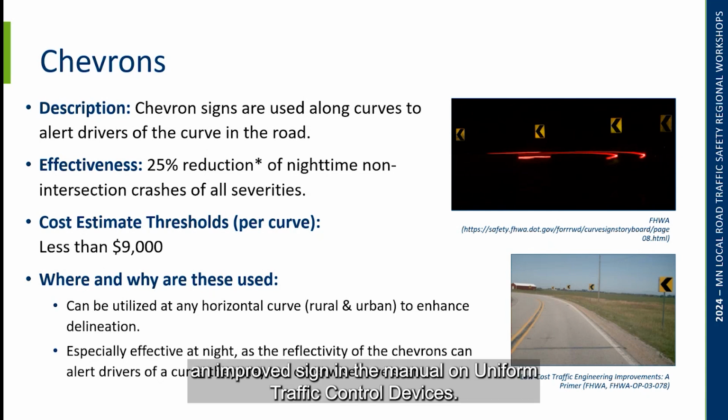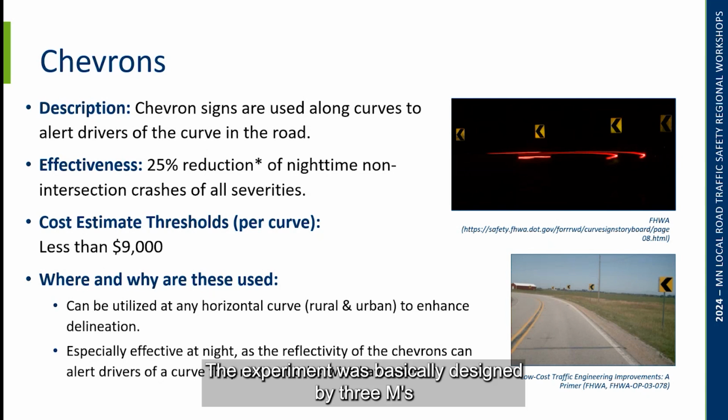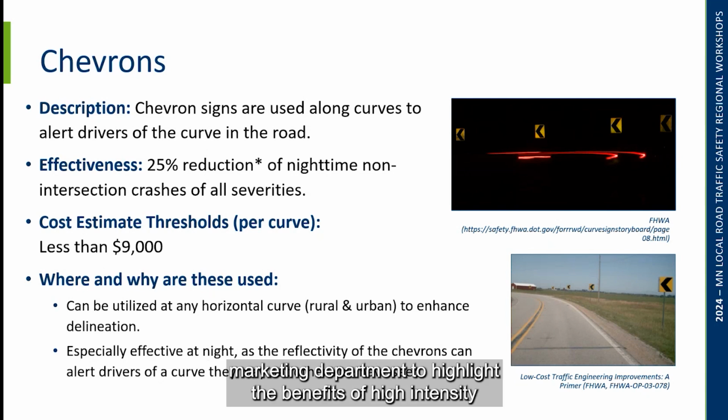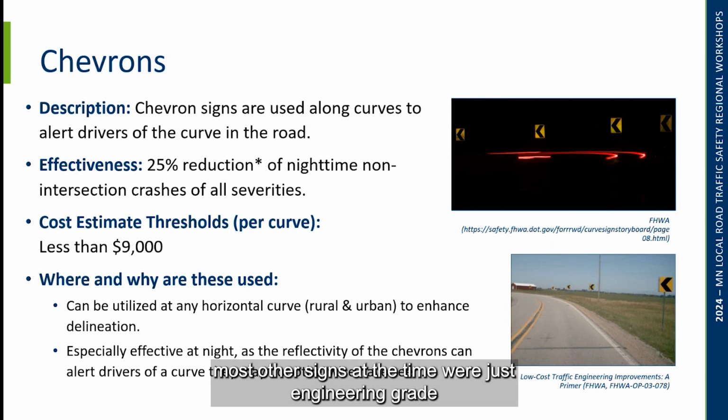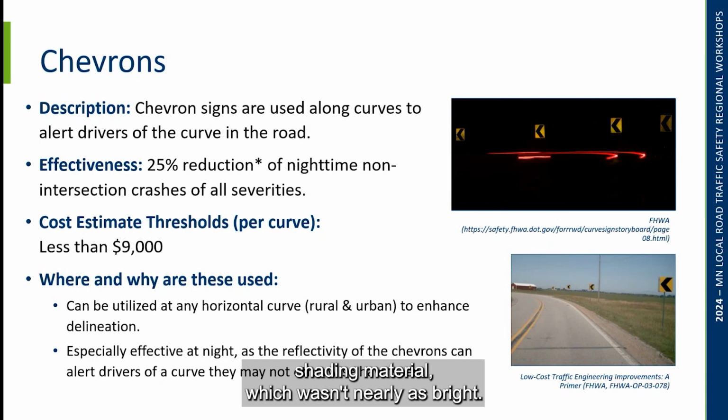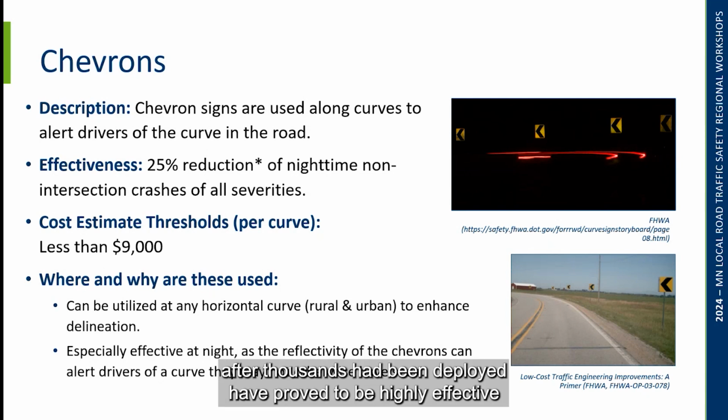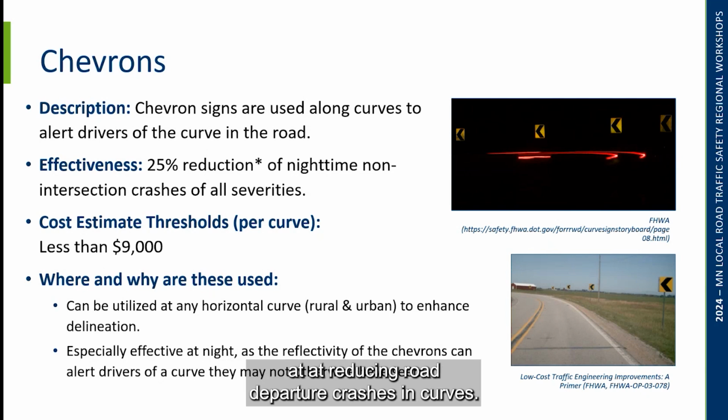Chevrons were not yet an approved sign in the Manual on Uniform Traffic Control Devices. The experiment was basically designed by 3M's marketing department to highlight the benefits of high-intensity sheeting material, which was a new product being marketed and sold by 3M. Most other signs at the time were just engineering grade sheeting material, which wasn't nearly as bright. It turned out this was a very good experiment. The chevron signs, after thousands had been deployed, have proved to be highly effective at reducing road departure crashes in curves.